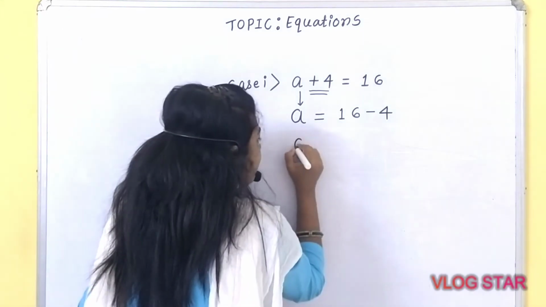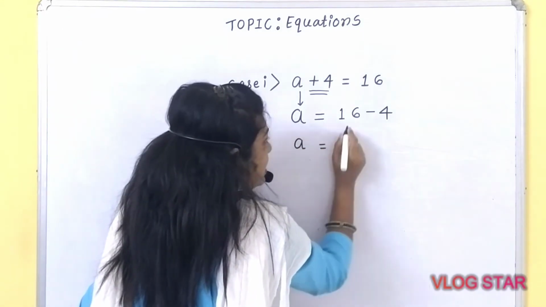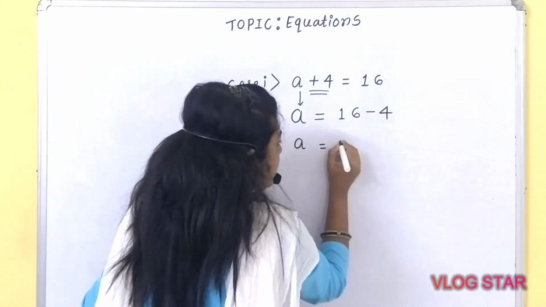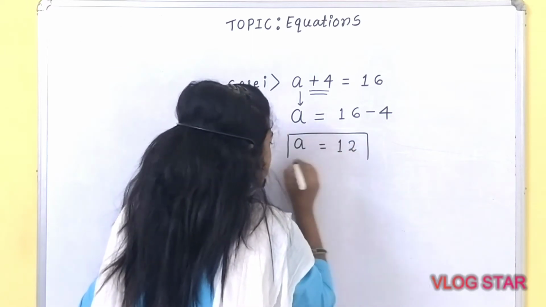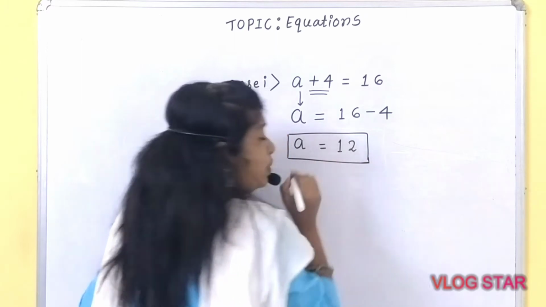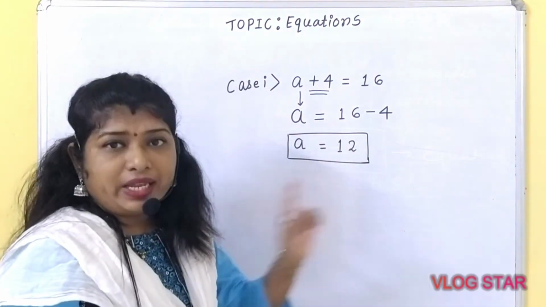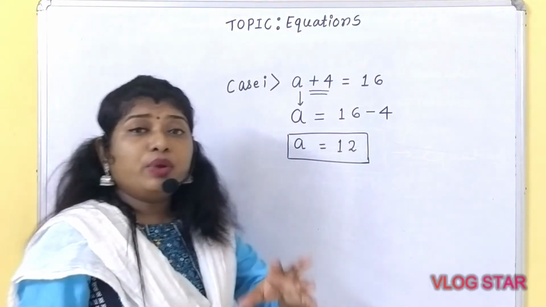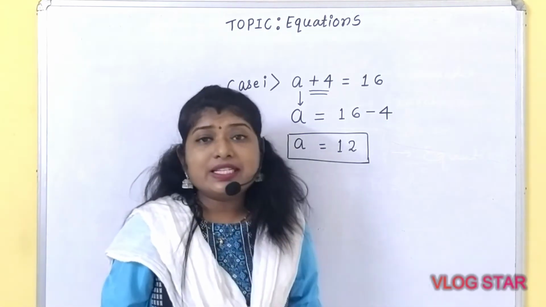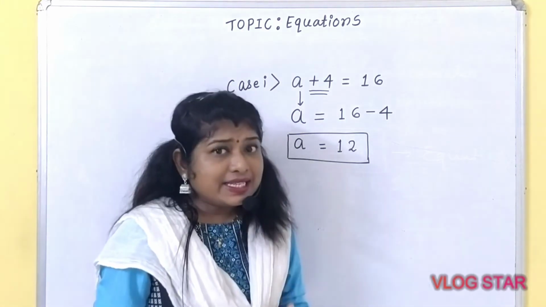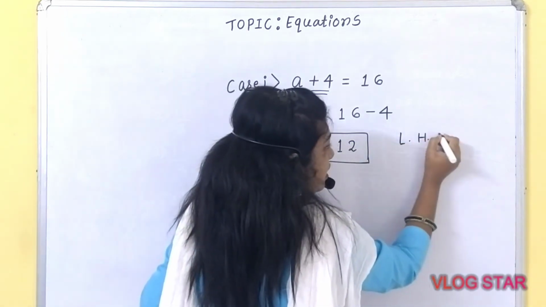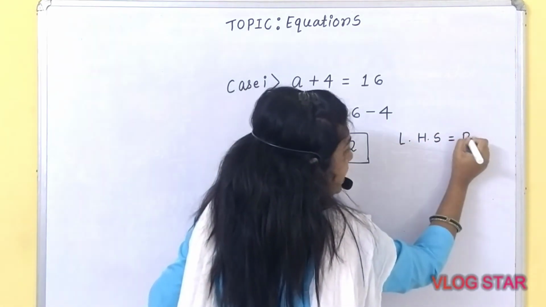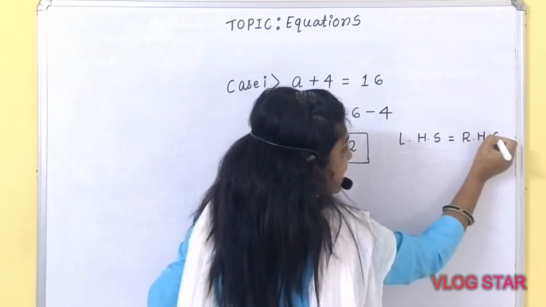So what would be the value of A you will get? 16 minus 4 is 12. I hope you have understood how to calculate the unknown variable value. Okay. Now you need to check whether your answer is correct or not. As I said, for the equation, the left hand side should be equal to the right hand side.